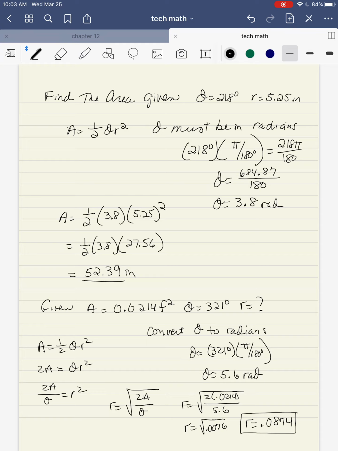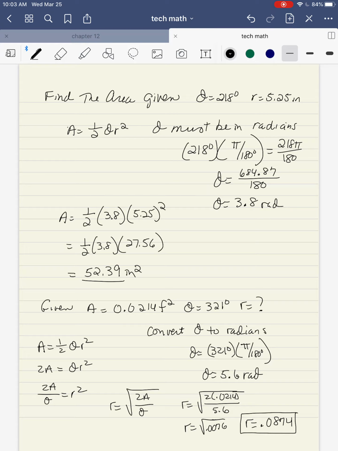Now plugging in, area is 1/2 times 3.8 times 5.25 squared. First I square 5.25 to get 27.56. Then I multiply 27.56 times 3.8. Then I divide it by 2, because 1/2 of a number is divided by 2. I get 52.39 square inches for area.